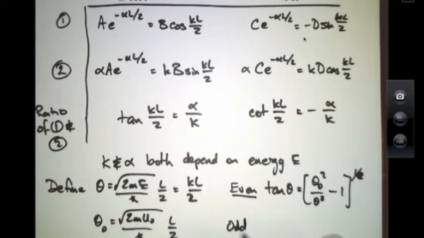And for the odd, this is cotangent of theta is minus the square root of theta naught squared over theta squared minus 1.